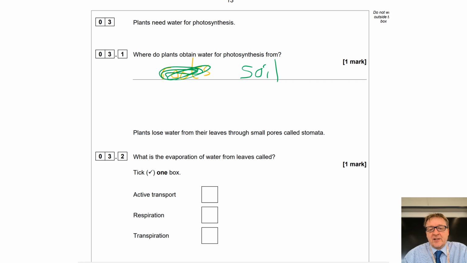Plants lose water from their leaves through small pores called stomata. What is the evaporation of water from leaves called? Evaporation of water from the leaves, active transport, no. Respiration happens in cells, transpiration. Transpiration is then where water, I guess it's like the plant version of sweating.